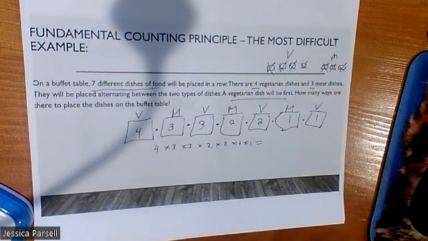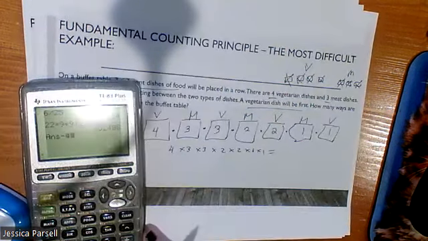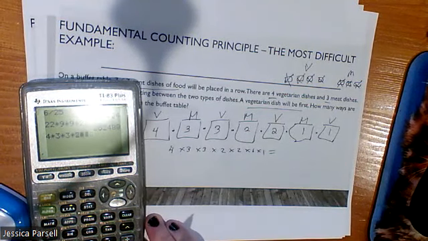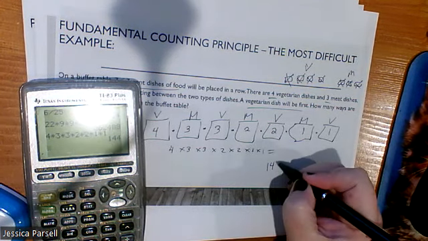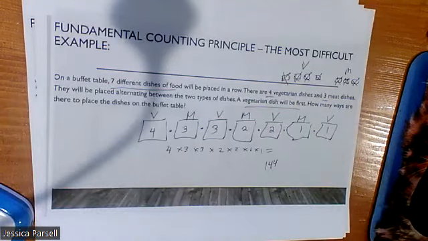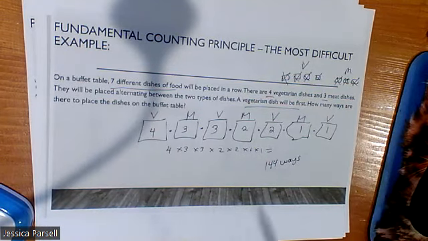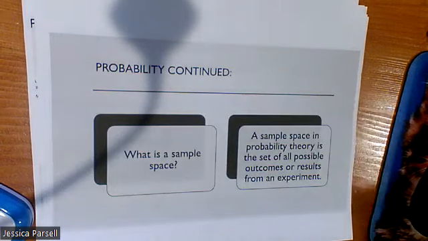Let's see what we get here. So check me. I'm going with my old trusty calculator here. I'm getting 144 ways. Hopefully you did too. So those are the 3 different levels of the fundamental counting principle you're probably going to encounter as you navigate through your ALEKS homework. Let's see what's next.